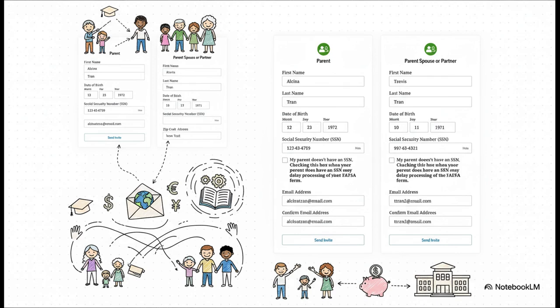The really great thing, though, is that the system is built to be inclusive. So, for example, what if a parent doesn't have a social security number? No problem. You can still invite them to be a contributor. The process just adapts and asks for their mailing address instead. It's designed to make sure everyone can do their part.